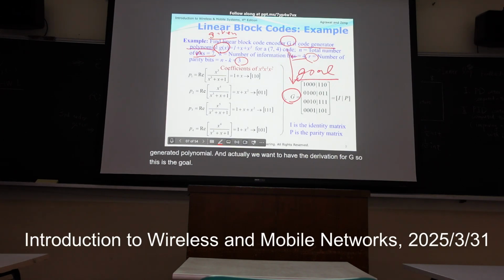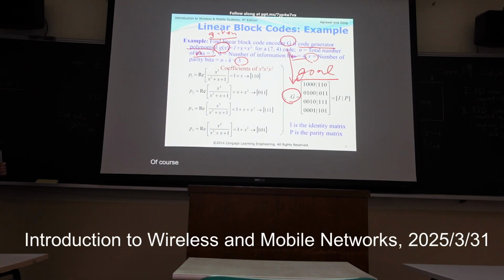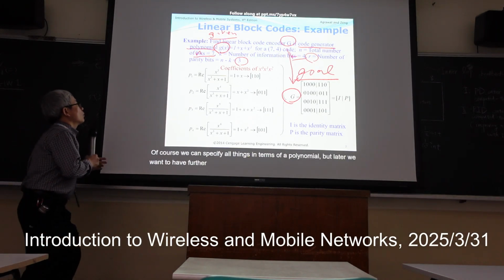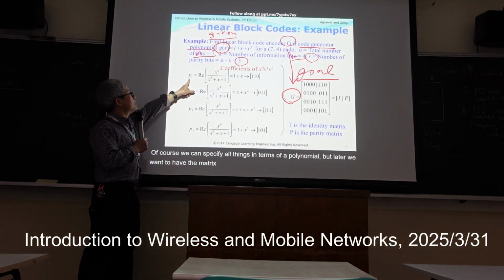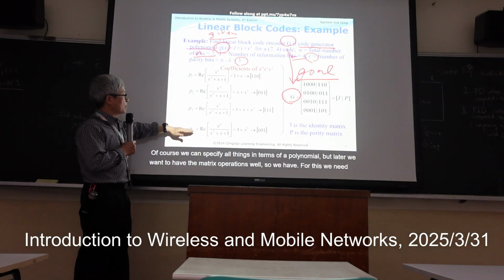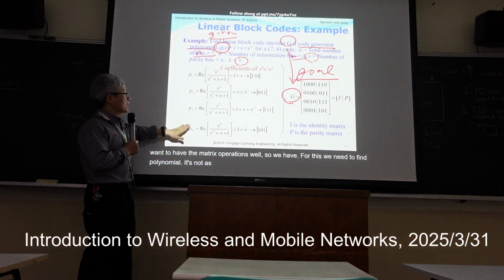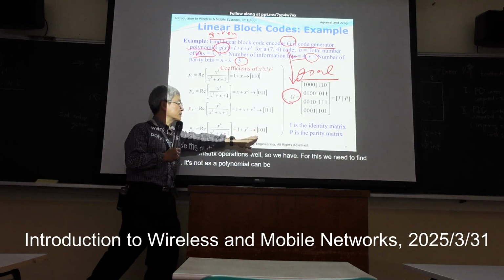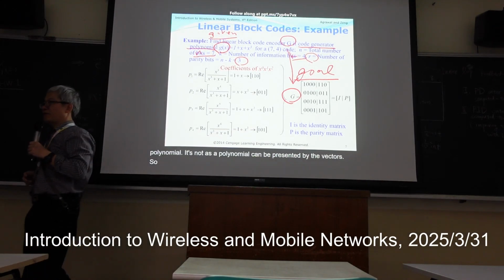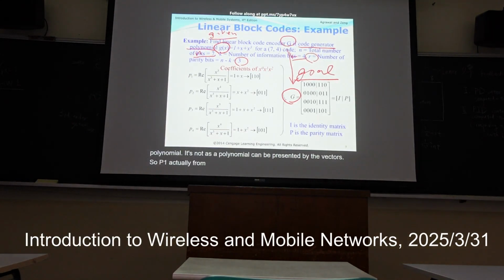Well, of course, we can specify all things in terms of polynomials, but later we want to have the matrix operations. So we need to find polynomials so that the polynomial can be represented by vectors. Well, so P1 actually from 3, so it's up. So we have R.